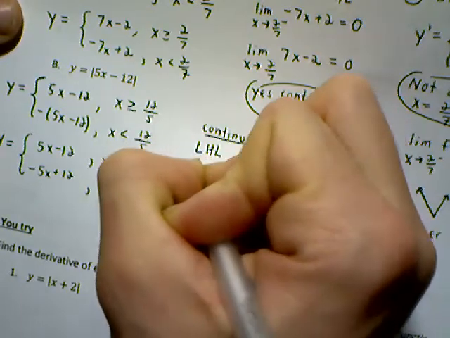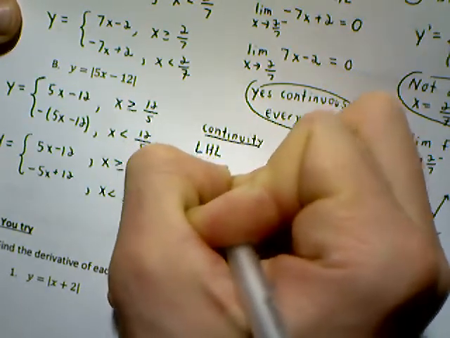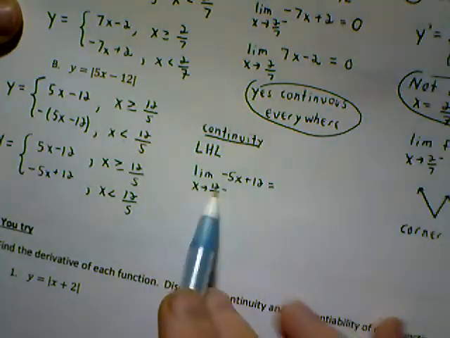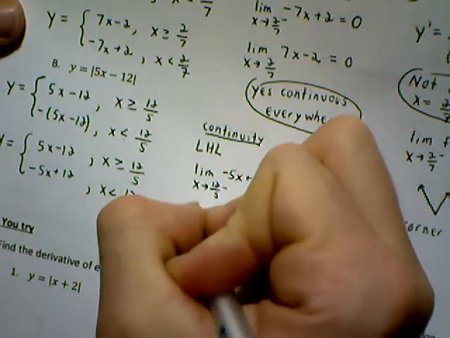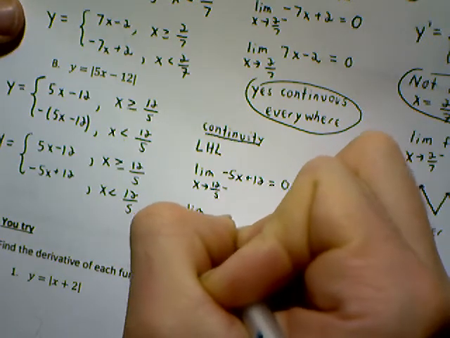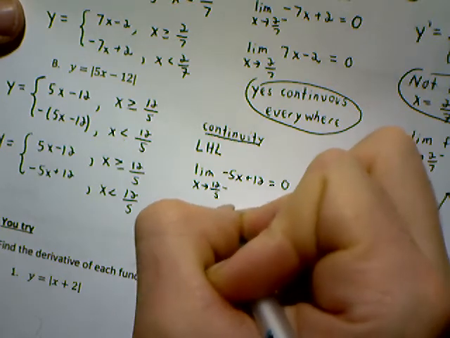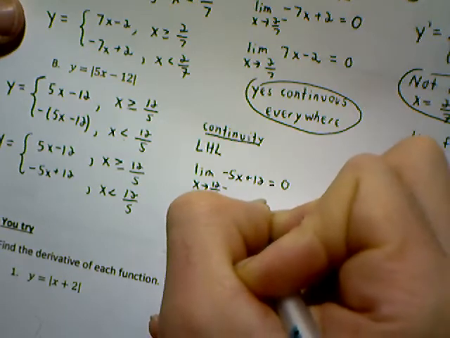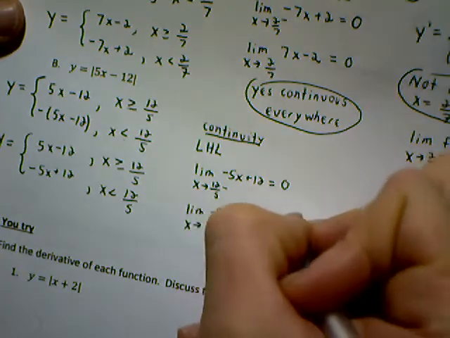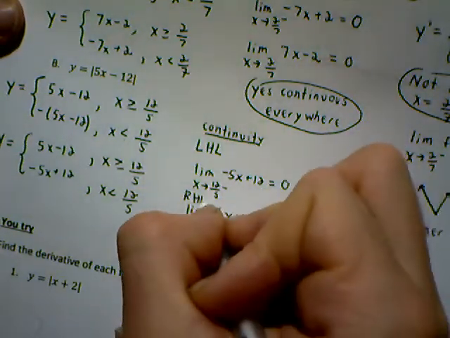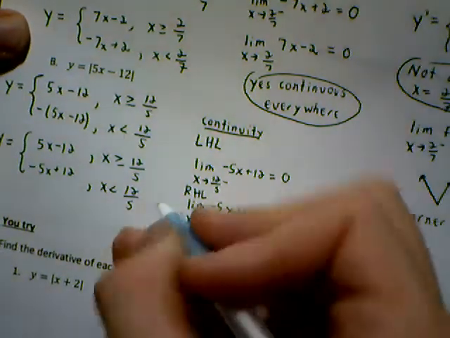So our left-hand limit is the limit as x approaches 12/5 from the left of negative 5x plus 12. Plug it in. We're going to get 0. The limit as x approaches 12/5 from the right of 5x minus 12, you're still going to get 0. So yes, it's continuous because the left-hand and right-hand limits are the same. So continuous everywhere.